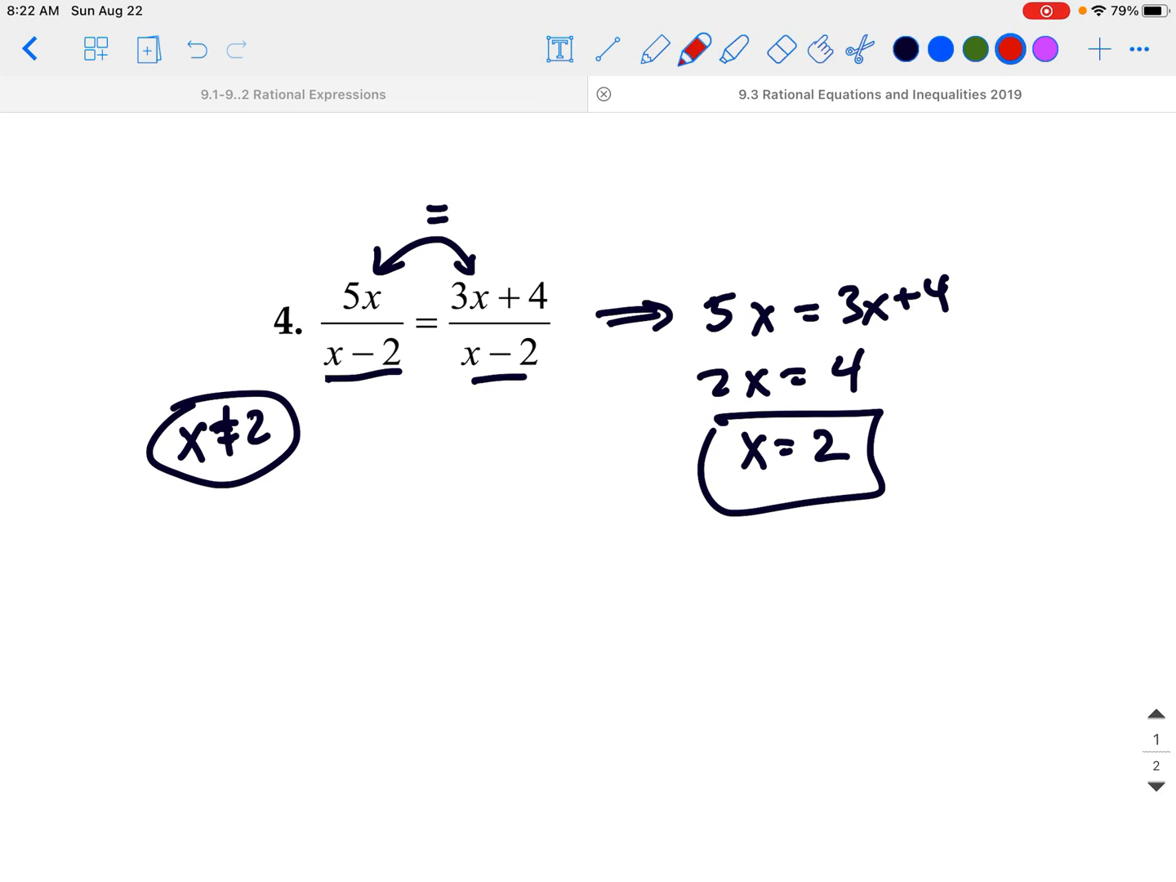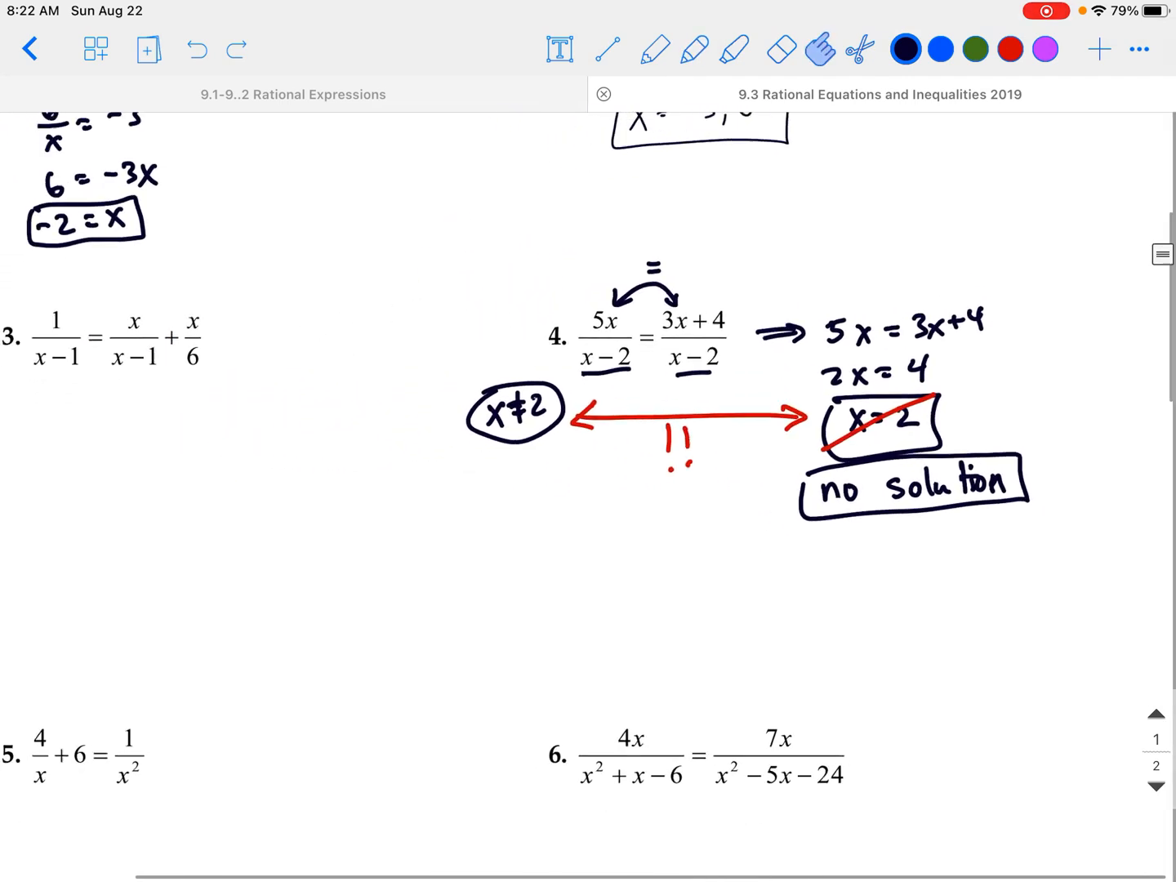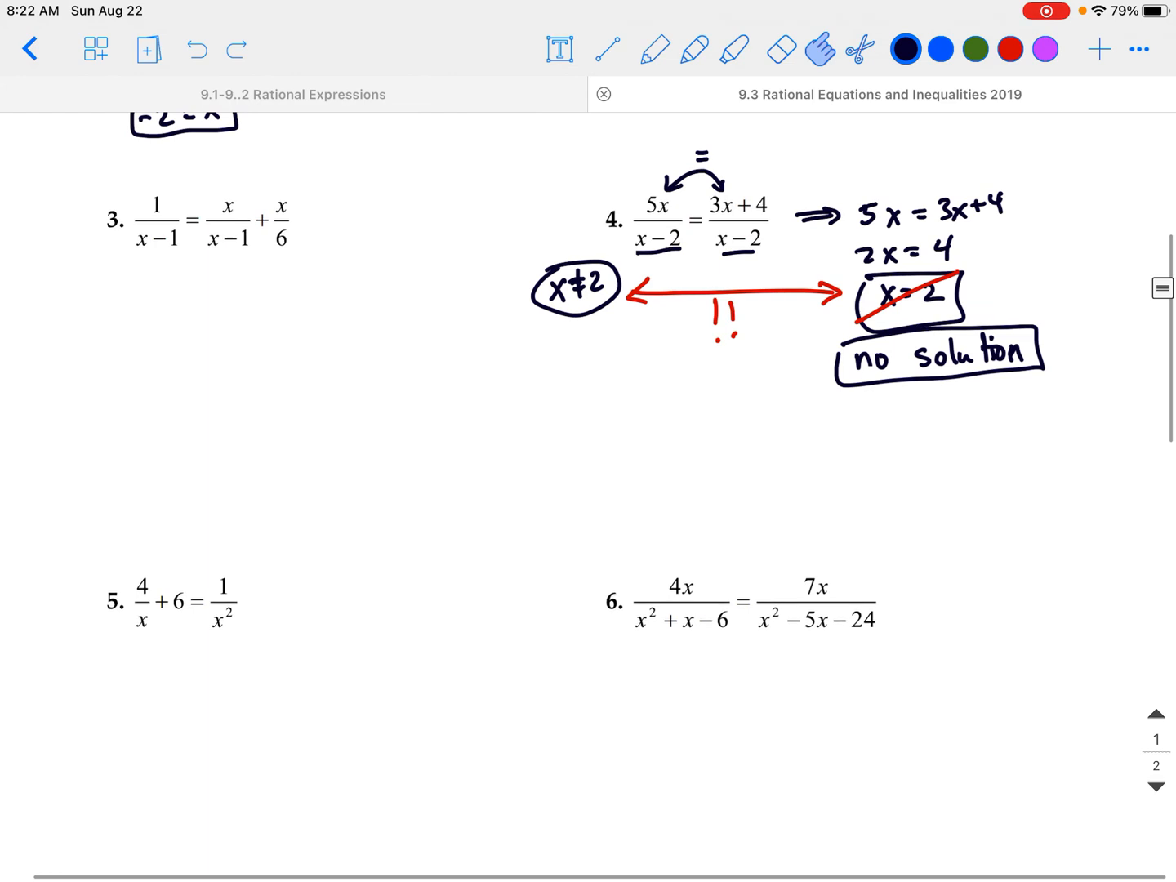And obviously we're done, right? No, we're not, because we get the dreaded extraneous solution, it looks like. x cannot equal 2, which means that this equation has no solution. So there is no value of x that will make this equation true. So again, be sure to check your solution against the undefined values.